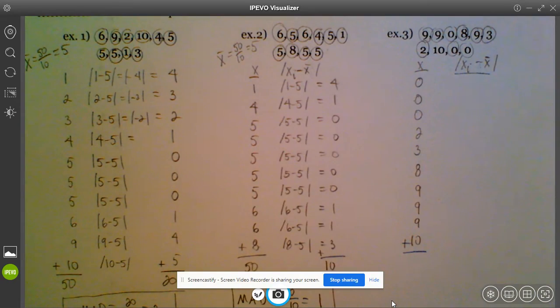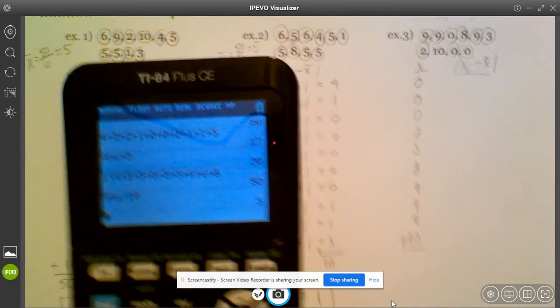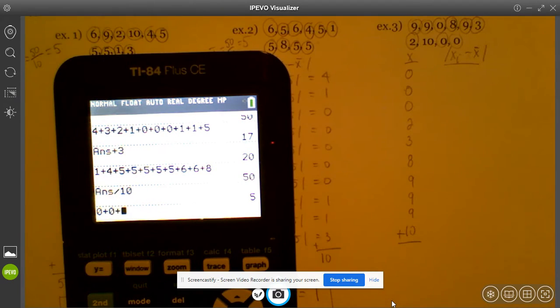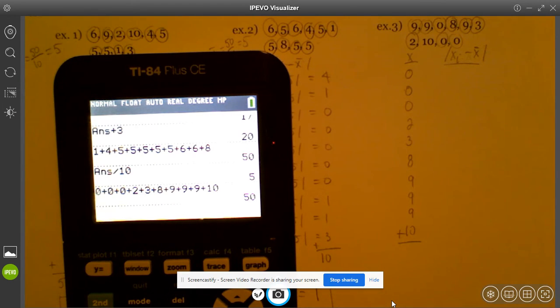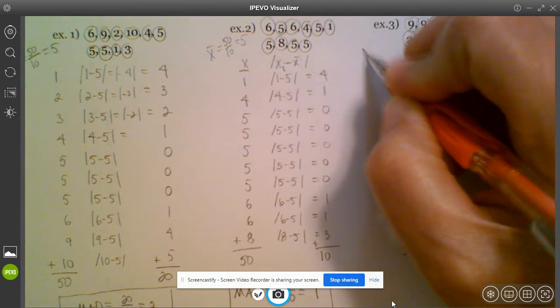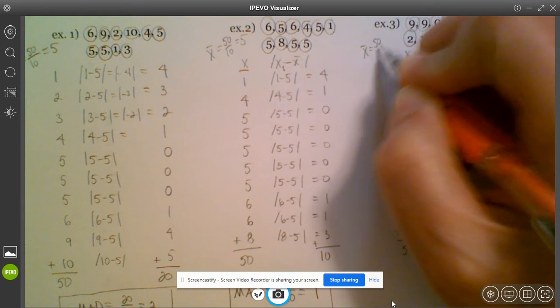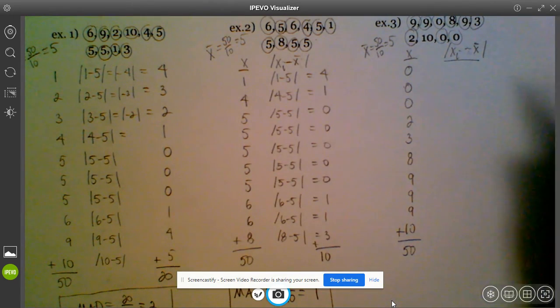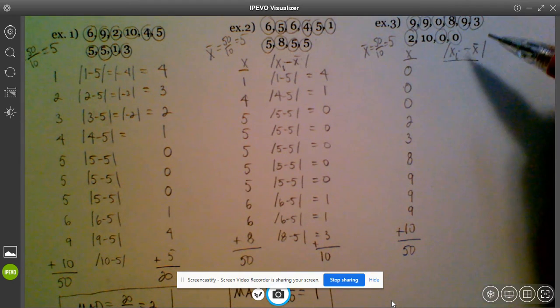All right, so when we add these, 0 plus 0, we'll stay consistent. We really don't need to type in the 0 there because when you add 0 to anything, it's the same value. Okay, so this sum is 50. So when I find my x bar, again, 50 divided by 10 is 5. So we know our mean is 5.